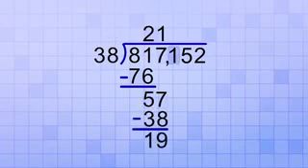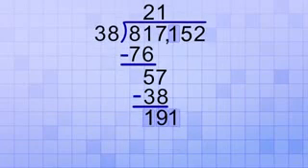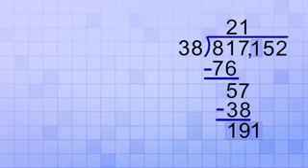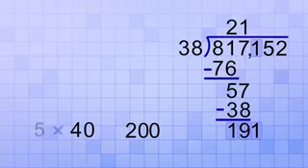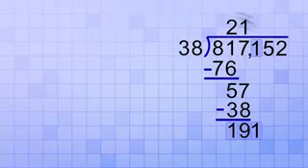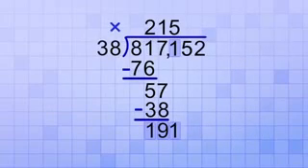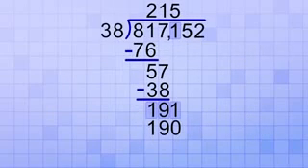On to the next digit. We bring down a copy of the 1, and now we ask, how many 38s will it take to make 191? That's a bit tougher. To estimate, I'll round those numbers to 40 and 200. And I know that 5 40s makes 200, so 5 is my estimate for the next answer digit. 5 times 38 equals 190. And 191 minus 190 leaves a remainder of 1.